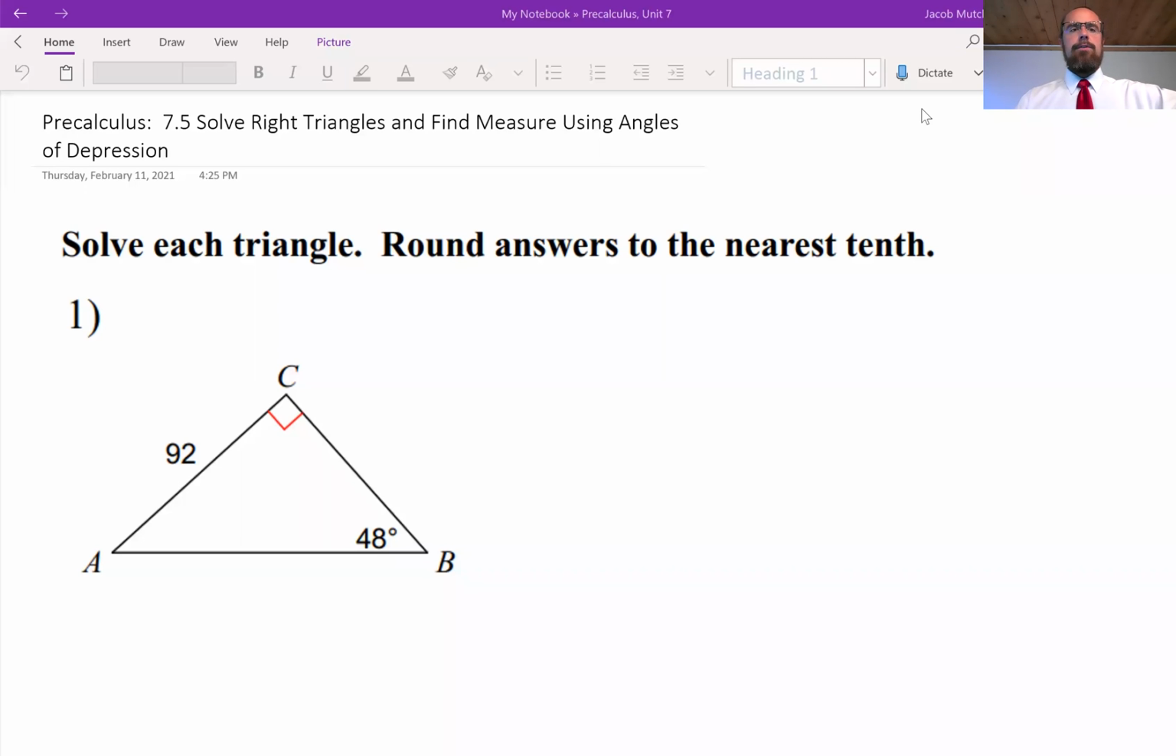Welcome to Pre-Calculus. Today we will investigate solving right triangles and finding measures of right triangles using angles of depression. We'll take a look at three examples.